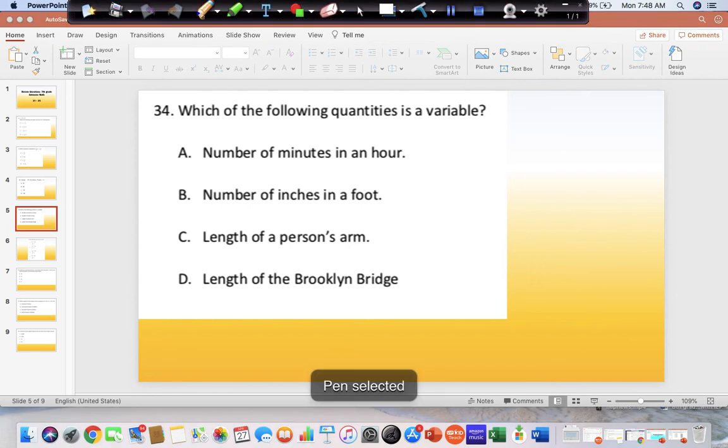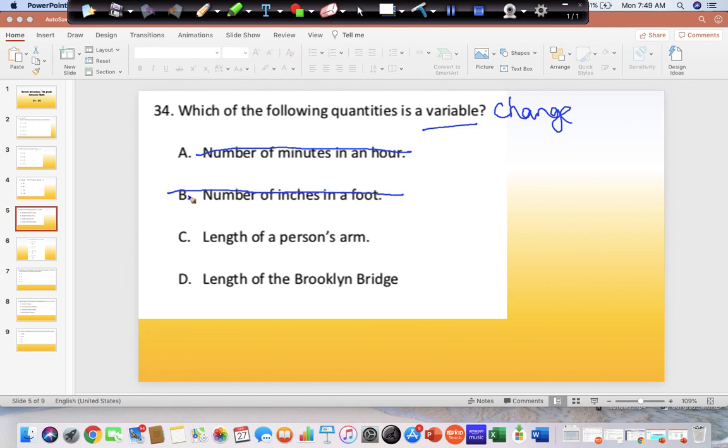Which of the following quantities is variable? Variable means it changes. I'm thinking of dependent and independent variables, where one changes based on the other, but here we're just talking about something that is variable. Variable just means it can change. So the number of minutes in an hour, there's always going to be 60 minutes in an hour, so that's not going to change. Number of inches in a foot, again, 12 inches are always in a foot. That is not going to change.